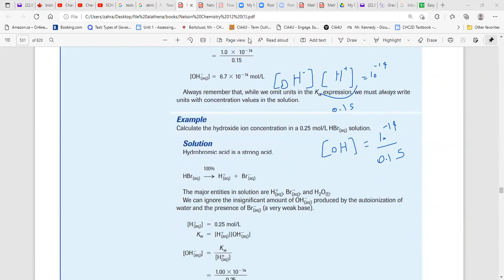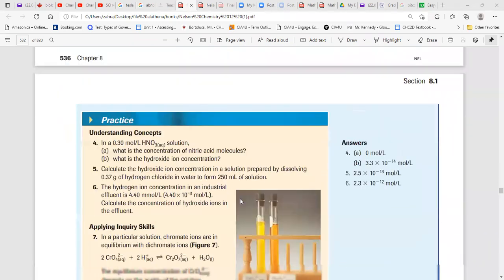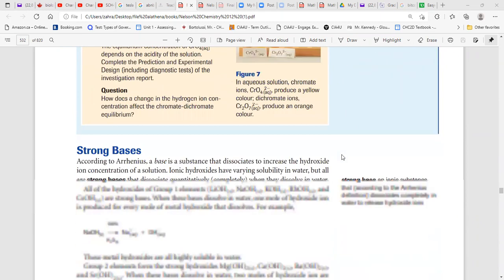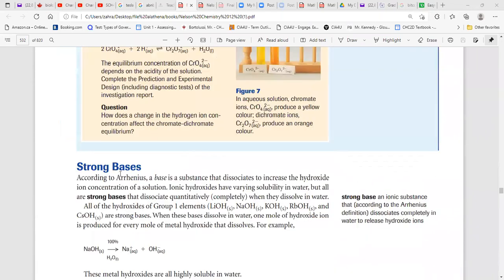Here is another question. Calculate the hydroxide ion concentration in a 0.25 molar HBr solution. The same way, it's just going to be 10 power negative 14 divided by 0.25, the same way we did before. You can practice questions 4, 5, and 6. This is page 537.